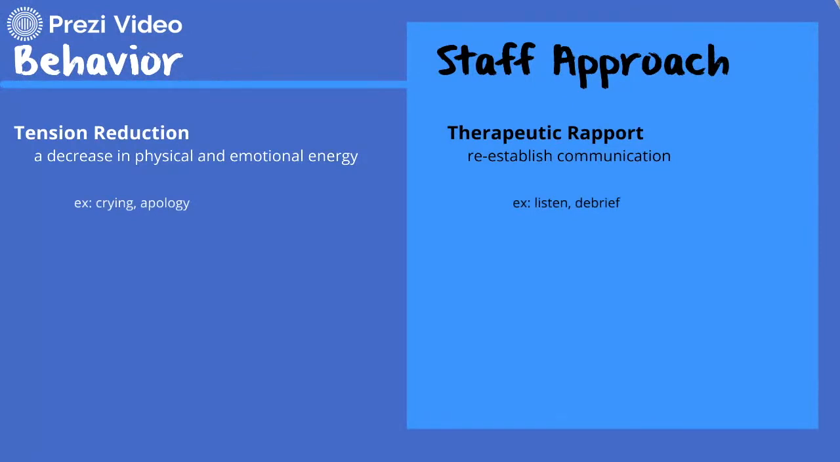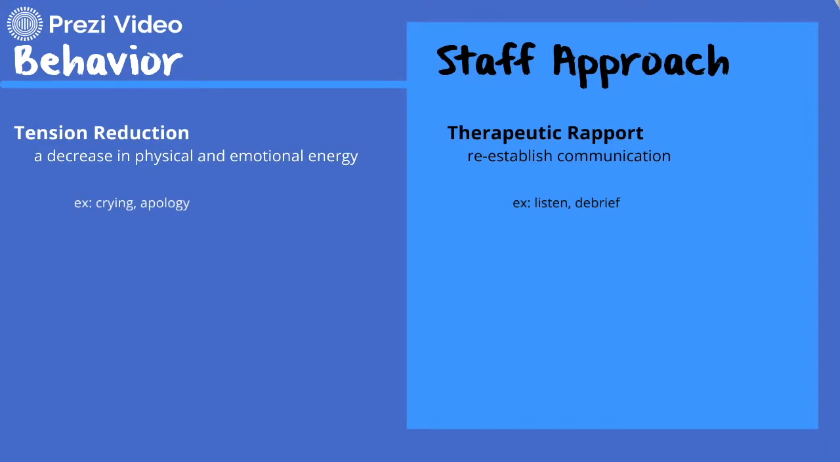And then the last level of the crisis development model is tension reduction. So that is a decrease in physical and emotional energy. An individual in this level, you may see some crying. This is where you might see the apology. They may sit down, put their head down. They might be tired. This happens after they've gone through all these other levels. So they're kind of coming down.